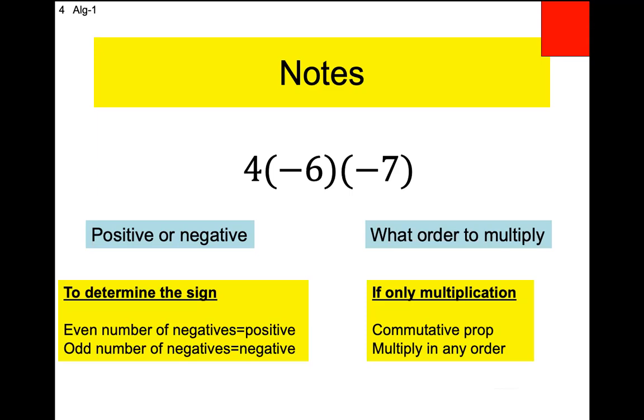If you have an odd number, the answer is negative. If you have an even number, you're literally just counting negatives. If it's even, the answer is positive. If it's odd, the answer is negative. So this would be the Algebra 1 skill, not the negative times a negative is a positive. Am I okay to move on?